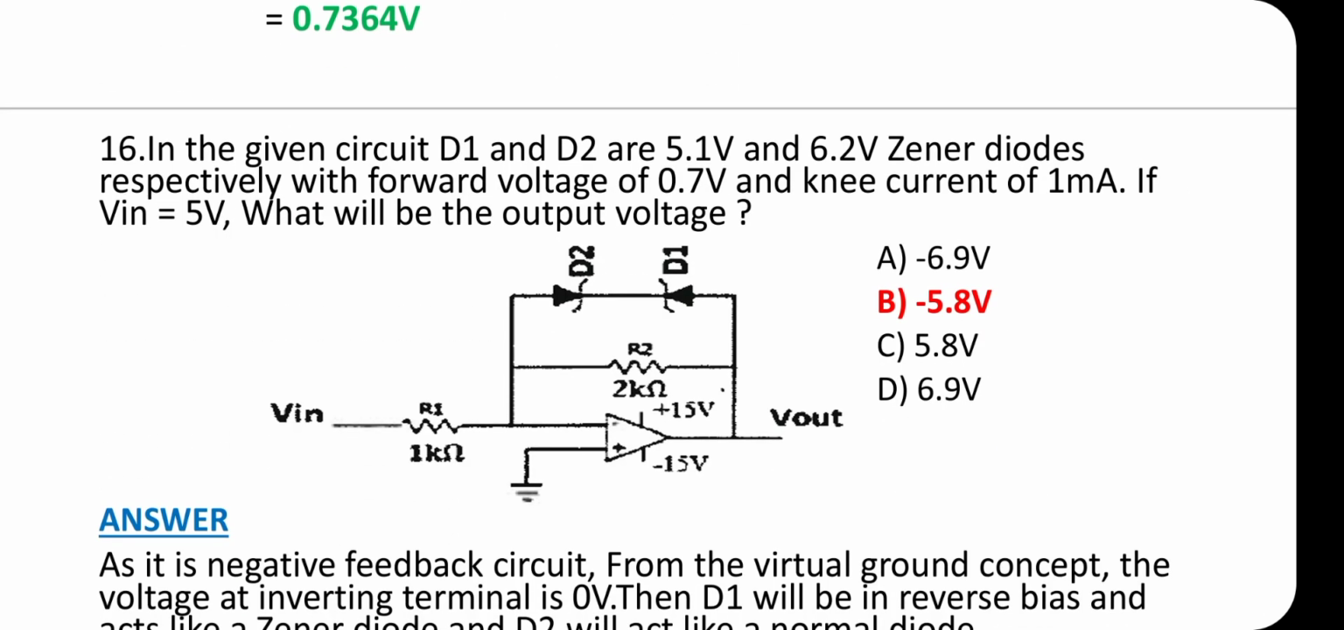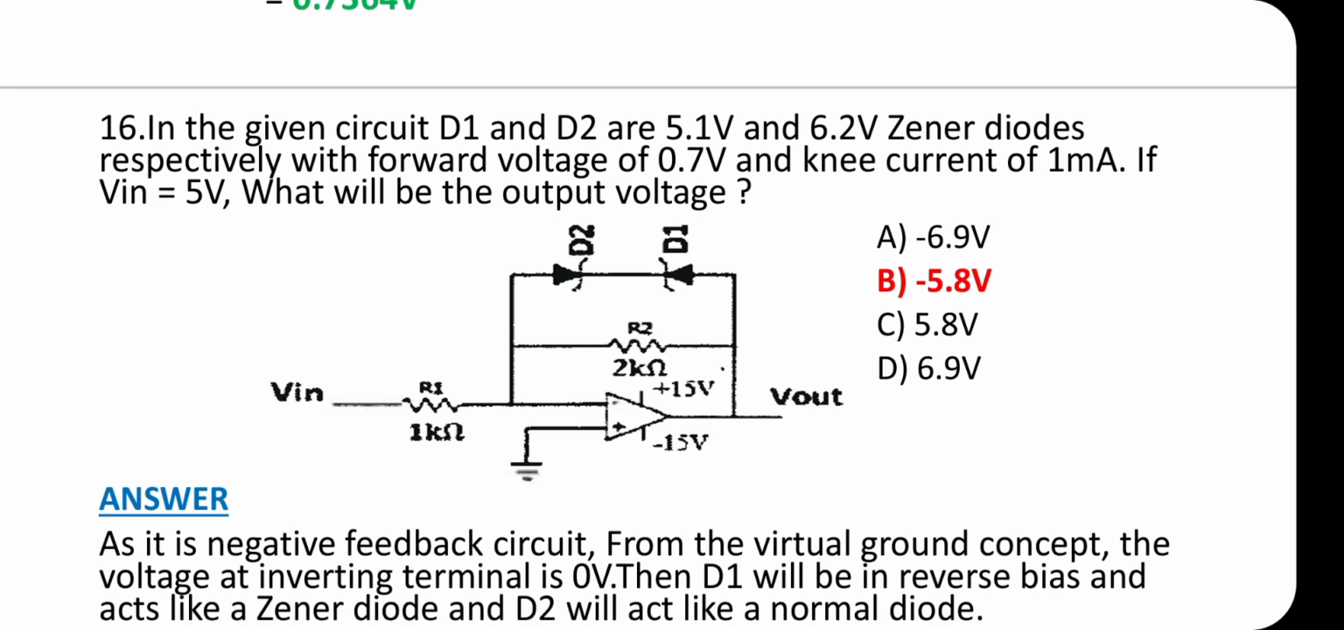Next, question number 16. In the given circuit, D1 and D2 are 5.1 volt and 6.2 volt Zener diodes respectively, with a forward voltage of 0.7 volt and a knee current of 1 milliampere. If Vin equal to 5 volt, what will be the output voltage?